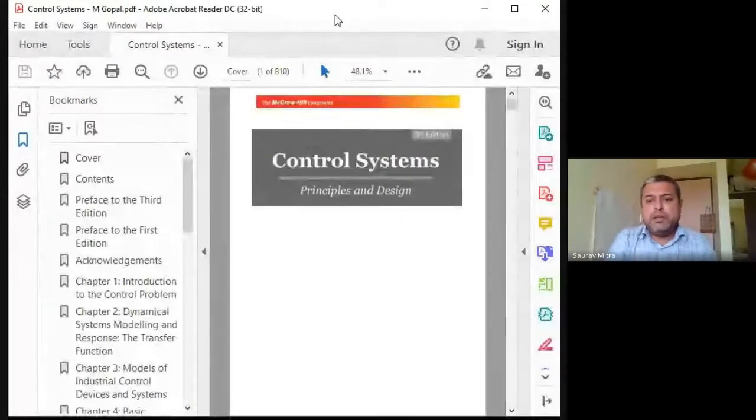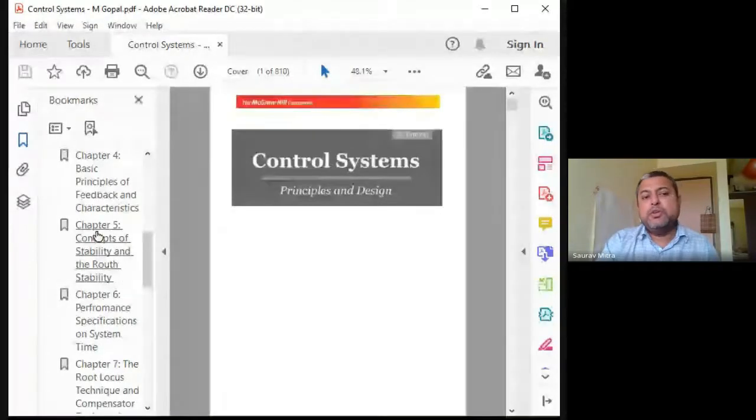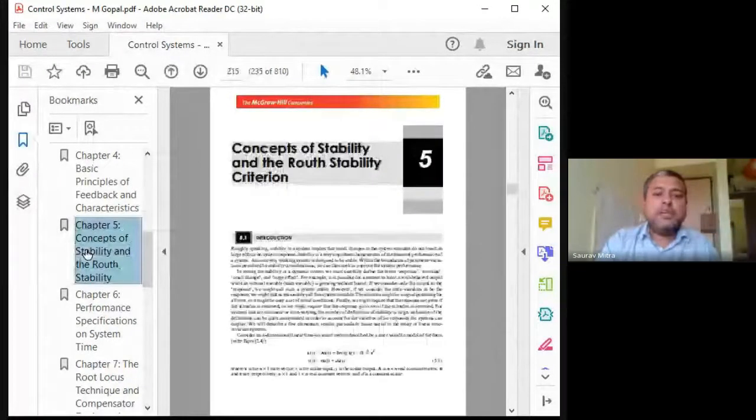You all have this book already with you. This is the control systems book of M. Gopal. I think my presentation is visible to you all now. Yes, it is visible. If you come to the first page, you will find module number 5. You have to click exactly on the content, and if you click on it, you go directly to module number 5. Just click on it and you will come to module number 5.